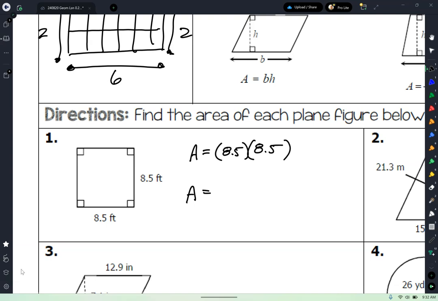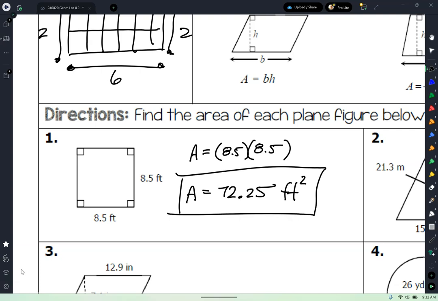What'd you come up with? Somebody raise a hand. Tell me what you got. Yeah. 72.25. Very good. Now, super, super important. This is where you're going to lose your first points on your assessments, if you leave your unit off, okay? This is feet, and we're talking about area. It's feet times feet, so therefore it is feet squared, okay? Please do not leave your unit of measure off. That will be an immediate knockdown on your grade, okay? Got to have your unit measures.